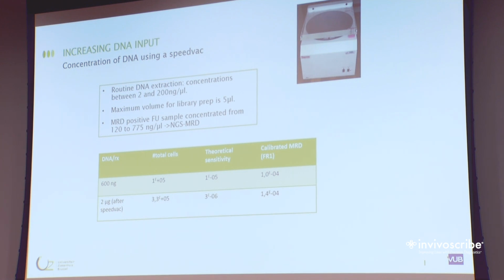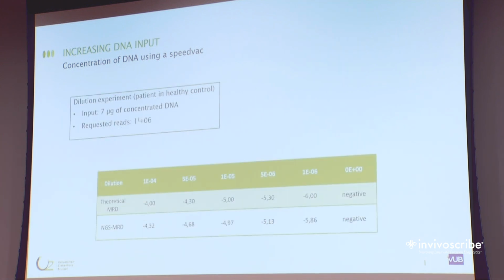And then we pushed the system a little bit further, say, well, if 2 micrograms works, maybe 7 micrograms works as well. So we concentrated our DNA to 7 micrograms, and we put that just in one PCR reaction. That was really challenging, but we did that. And we made a dilution curve of 10⁻⁴ until 10⁻⁶. And we tested this in an MRD setting, and we asked for 1 million reads. So you have to sequence very deep. And the results are shown here.